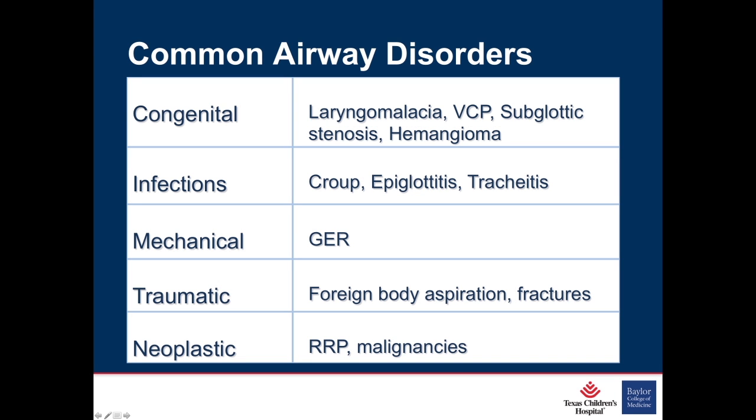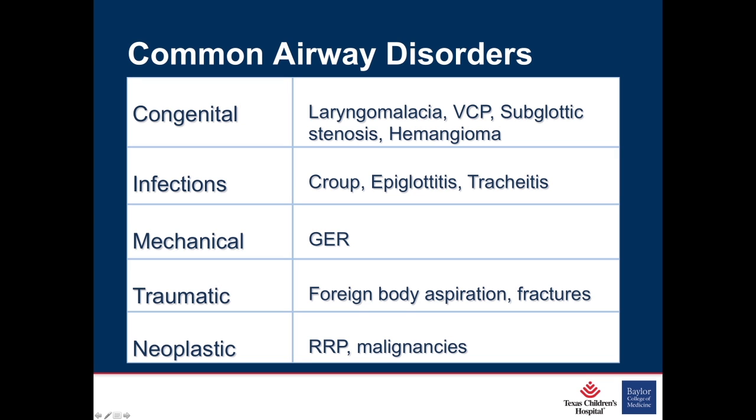So when we think about different common airway disorders, we can categorize them into different sections. For example, we can think of them as congenital lesions, which would include laryngomalacia, vocal cord paralysis, subglottic stenosis or hemangioma. Also infection such as croup, epiglottitis or tracheitis, mechanical like reflux, traumatic causes like foreign body aspiration, and finally neoplastic, such as recurrent respiratory papillomas and malignancies.